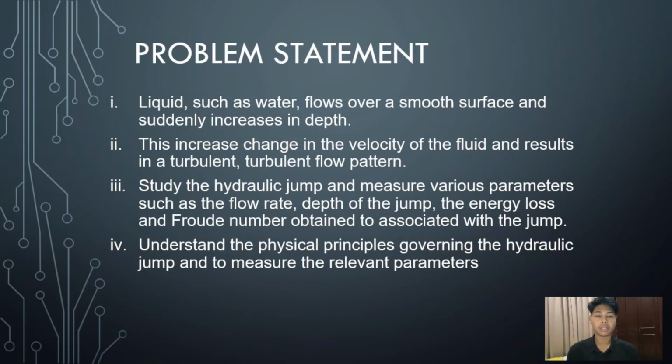Hydraulic jump is a phenomenon that occurs when a liquid such as water flows over a smooth surface and suddenly increases in depth. This increase in depth causes an abrupt change in the velocity of the fluid and results in a turbulent flow pattern. In a laboratory setting, an experiment may be conducted to study the hydraulic jump and measure various parameters such as the flow rate, depth of the jump, the energy loss, and Froude number associated with the jump. The problem statement for such an experiment would be to understand the physical principles governing the hydraulic jump and to measure the relevant parameters in a controlled laboratory setting.